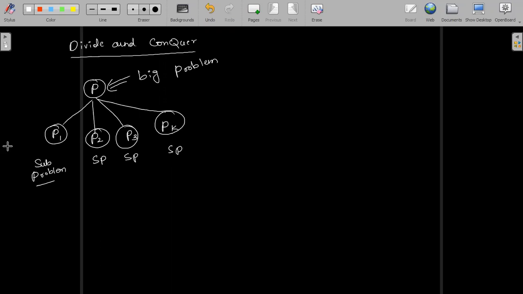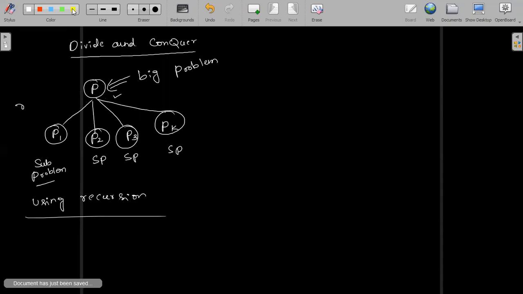Okay, and finally, how are we going to divide this one? Using recursion. Using recursion, I am going to divide the big problem into a number of small parts. That is called sub problems. Okay, so we are going to call recursively until we get the solution. So how long are you going to call this one?